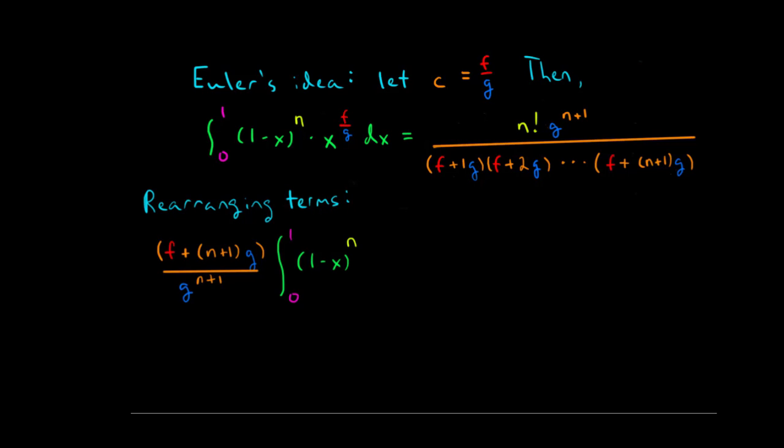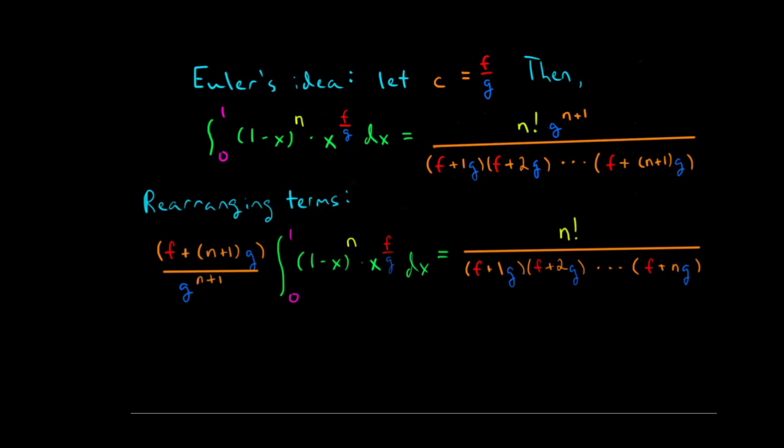And this is going to multiply by our integral, the integral from 1 to 0 of (1 minus x) to the n times x to the f over g dx. And that, of course, is going to equal now n factorial over (f plus 1g) times (f plus 2g), dot, dot, dot, all the way up to the penultimate term, which was f plus ng.